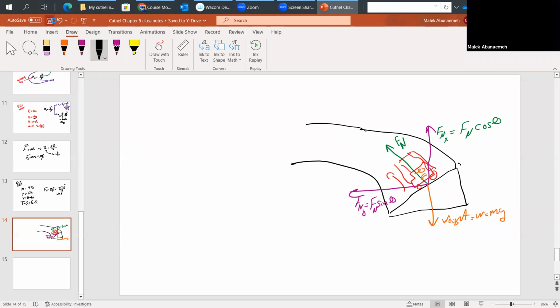Now your centripetal force, which is your mv squared over r. You are going in this curved path over here. You're turning into this curved path over here. So this is going to have to equal Fn sine theta.